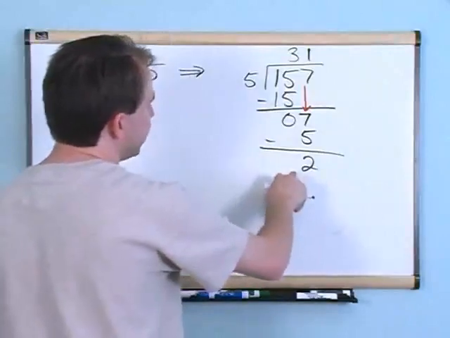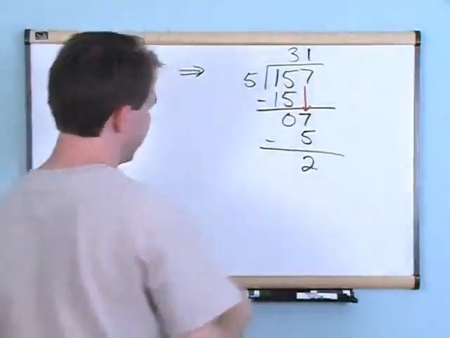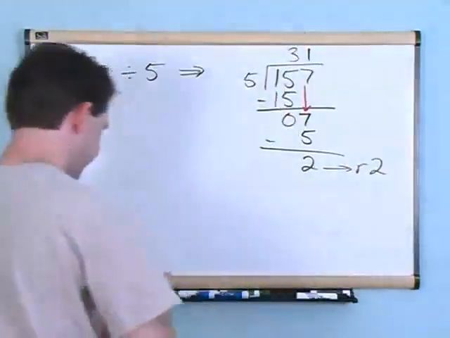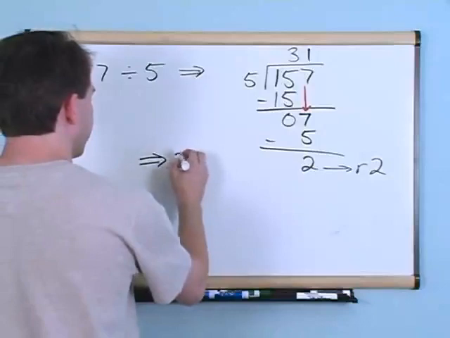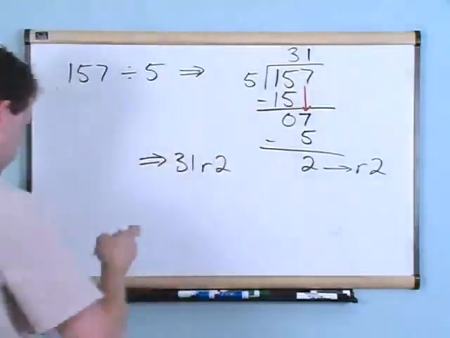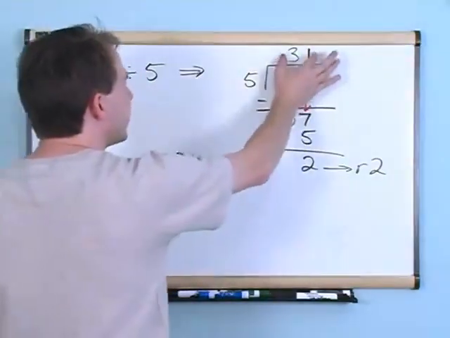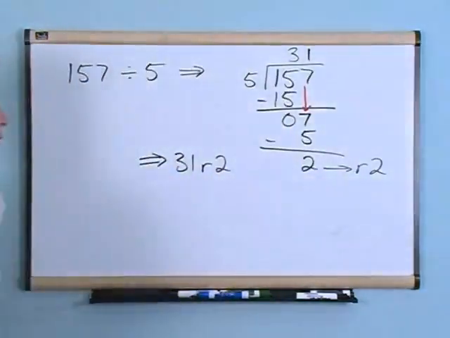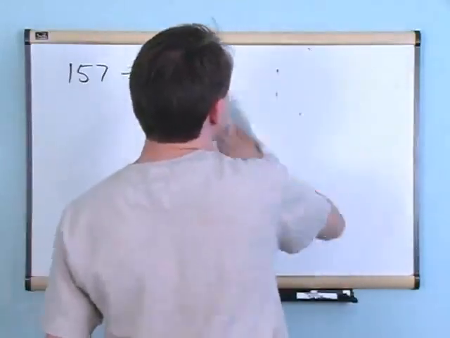5, can we divide into 2? No, you can't because it's too small. It's less than 5. And there's no more digits here to drag down and help you out. So what this means is you're going to have a remainder of 2. Okay? So the final answer to this problem would be 31 with a remainder of 2. Okay? 31 with a remainder of 2. So that means when you take 5 divided into 157, it's going to go 31 times evenly, but then you're going to have two guys left over, and that's why it can't divide a whole number of times in there, because you're going to have 2 guys left over there. You're going to have a remainder. Okay?